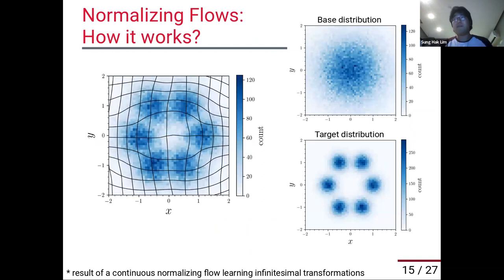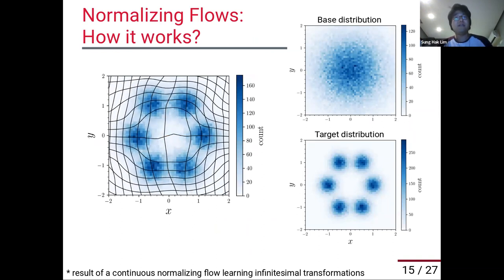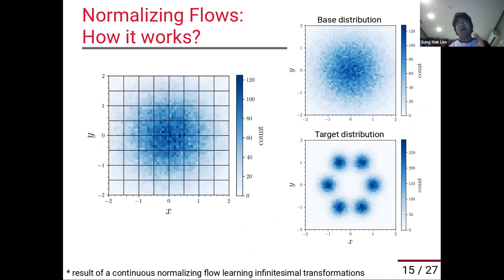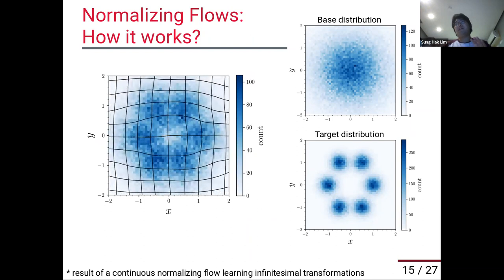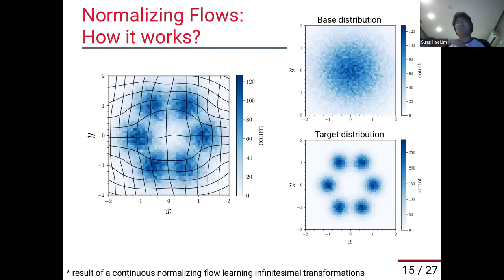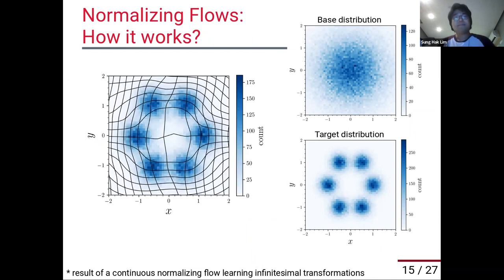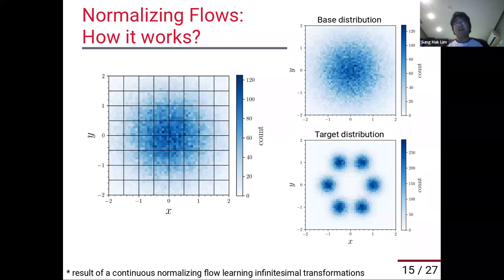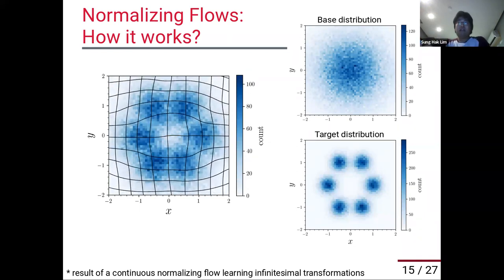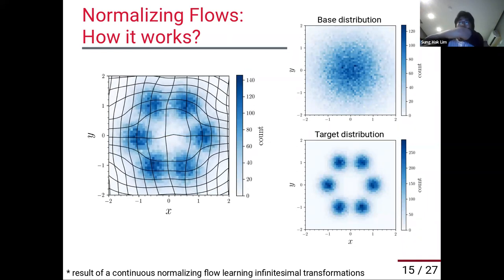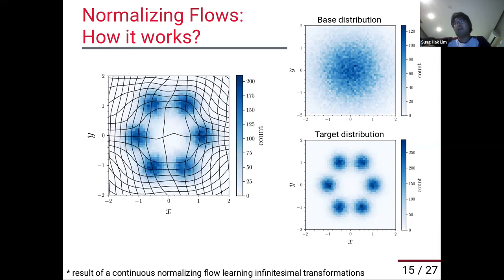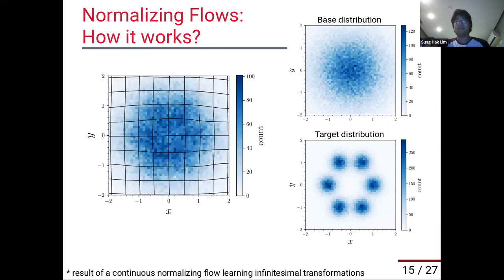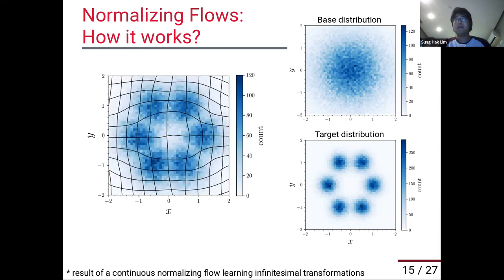So this is just a quick visualization of how a normalizing flow works. It really just learns how to deform the coordinates in order to convert this base distribution to the target distribution. Although the idea looks very simple, the neural network is really capable of doing so, and using this coordinate transformation, we could calculate the phase space density very efficiently.